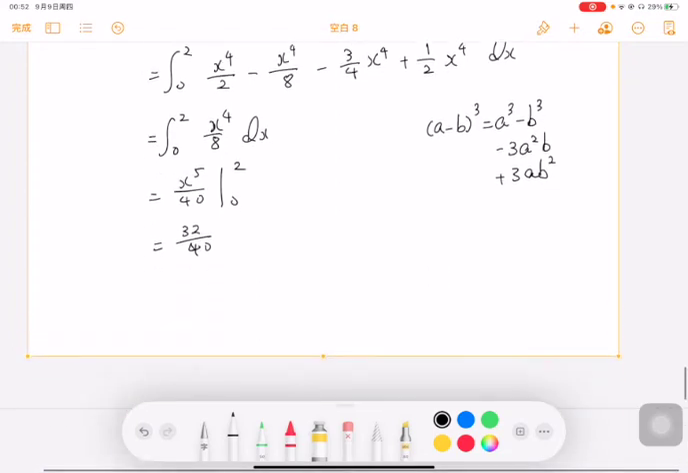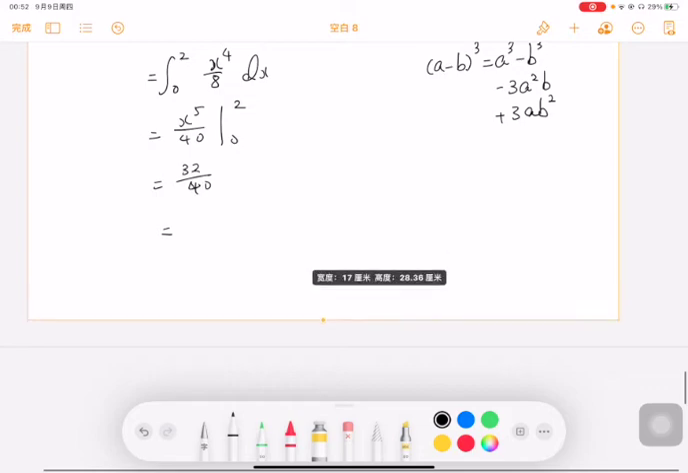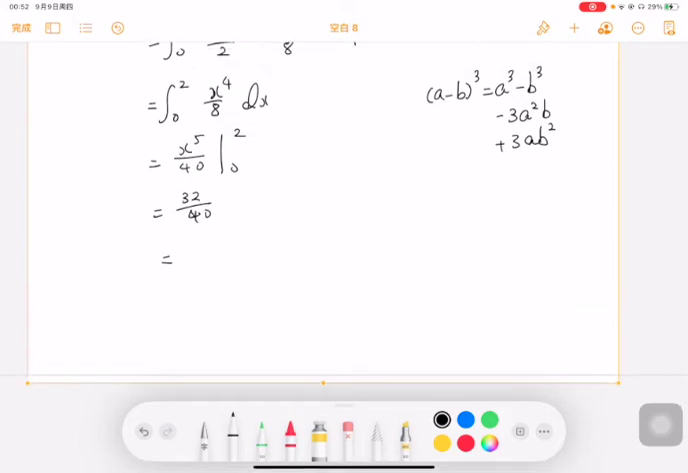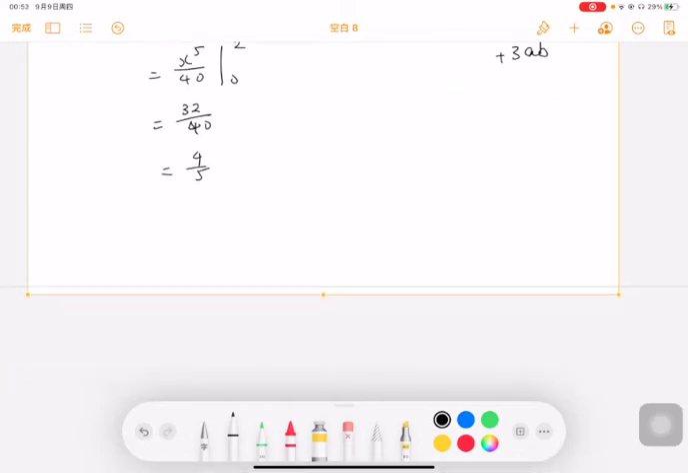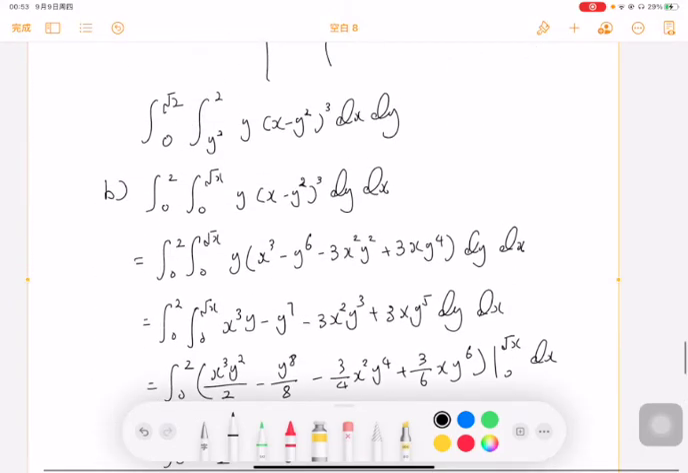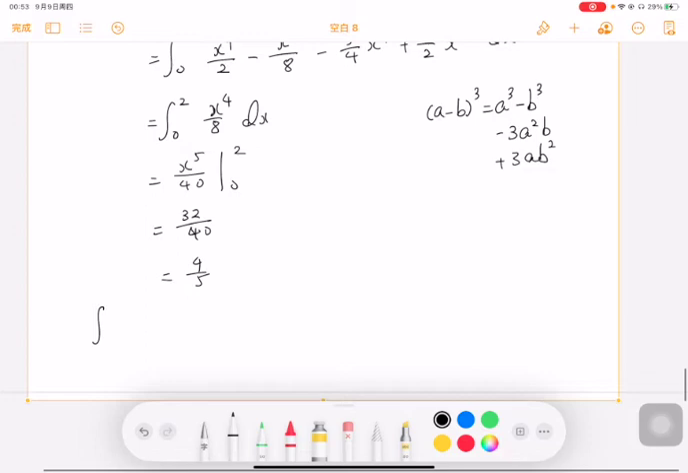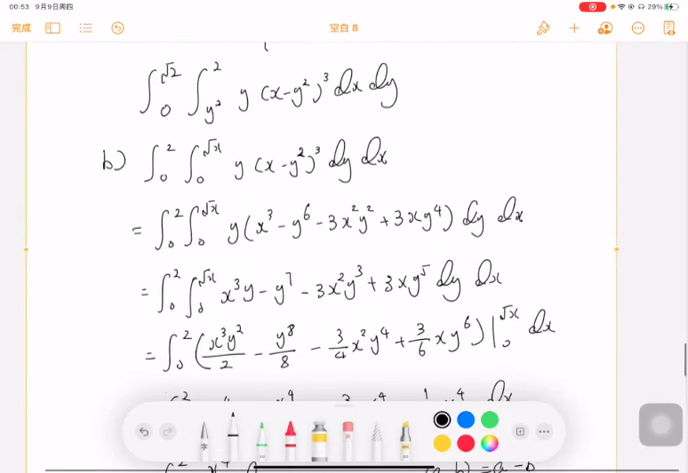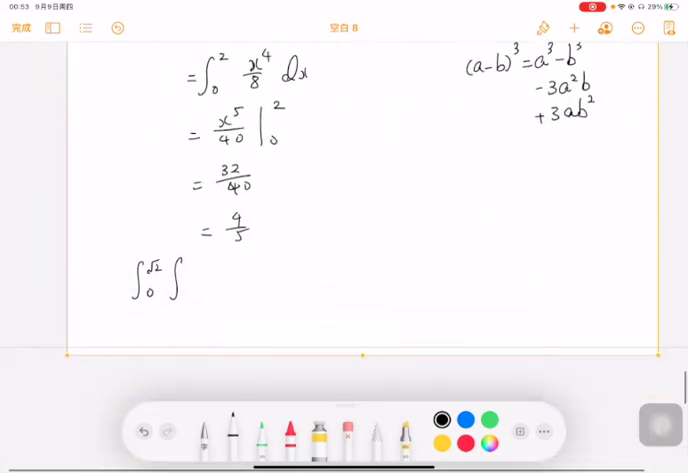And both are powers of 8, so you get 4 over 5. Right, as I was saying, the other direction is probably a lot easier, and that one is 0 to square root of 2. Let me just copy this, 0 to square root of 2, and then y squared to 2. And that's y times x minus y squared cube dy dx.